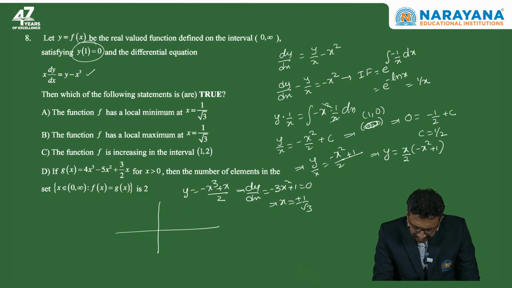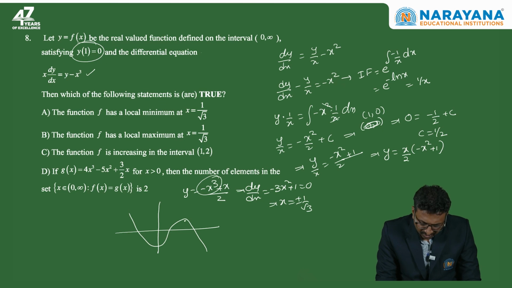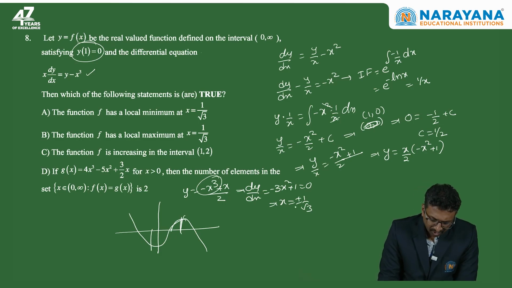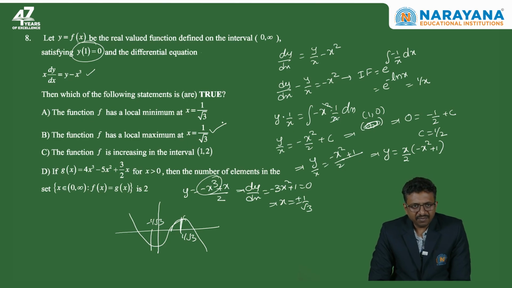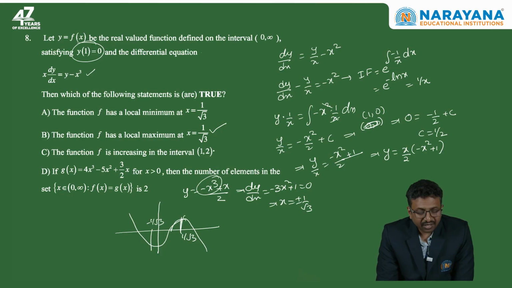So you have turning points at plus or minus 1 by root 3 if you consider the graph. The leading coefficient is negative, so the graph would be like this. So the higher number will be a maxima, and there will be a minima at the lower number. So at 1 by root 3 it has to be a local maxima. At minus 1 by root 3 it has to be a local minima. So at x equal to 1 by root 3, f has local maxima. That's the first one.